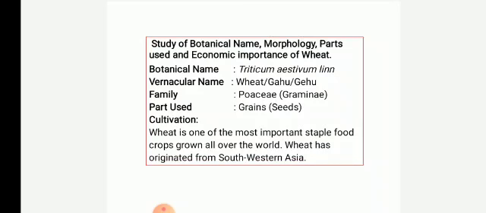Then we will see about the cultivation. Wheat is one of the most important staple food crops grown all over the world. Wheat has originated from southwestern Asia. So wheat is used as a staple food. In regular diet we are using this staple food wheat.